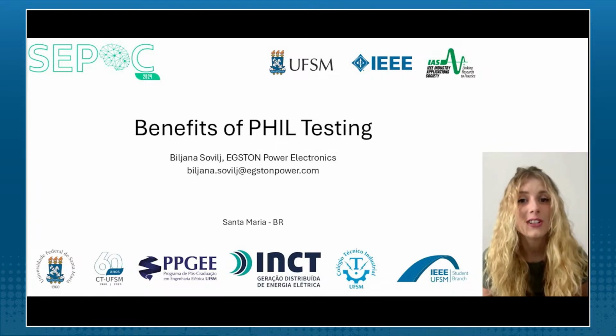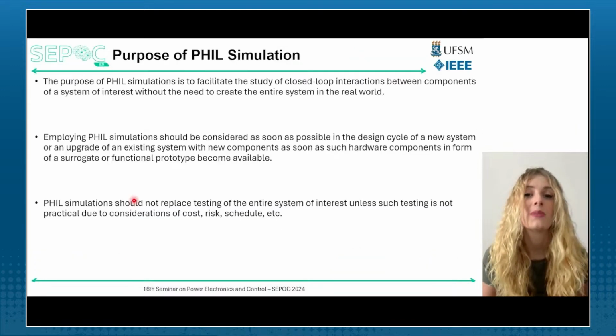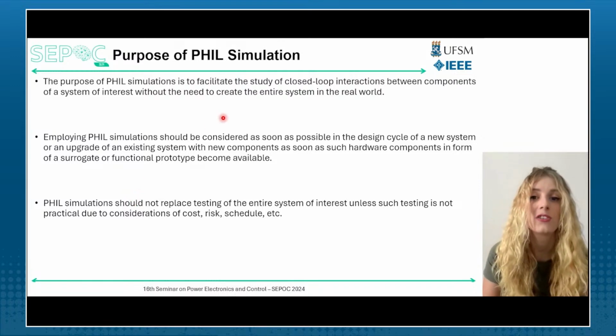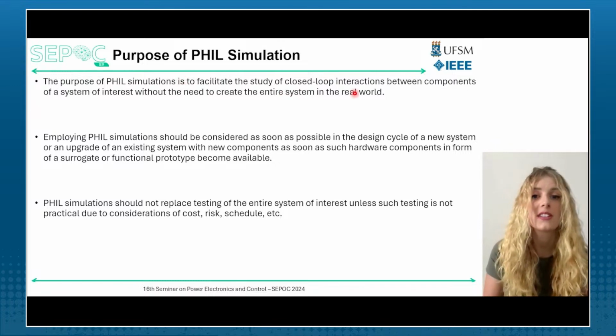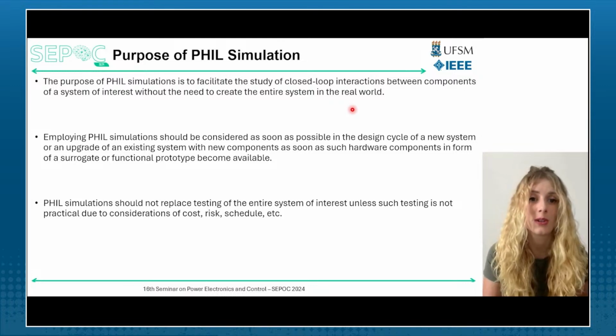So the first thing that we need to figure out is the purpose of power hardware in the loop simulation, so why we are using it. The purpose of power hardware in the loop simulation is to facilitate the study of closed loop interaction between different components of a system of interest without having a need to create the entire system in the real world.